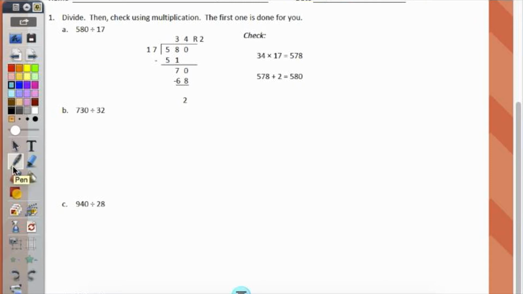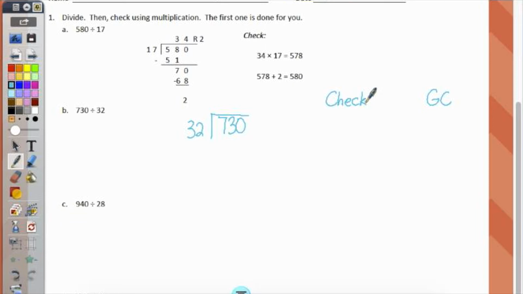So 730, that's my problem. I'm going to write it about right here. Okay? So 730 divided by 32. Now that gives me room to guess and check, right? And it also gives me room to check.